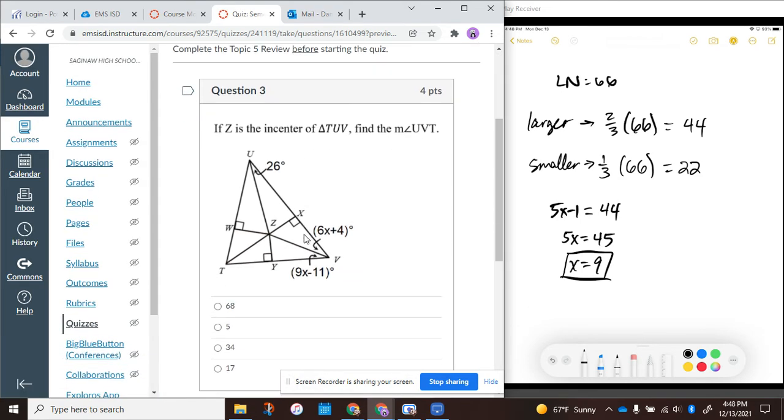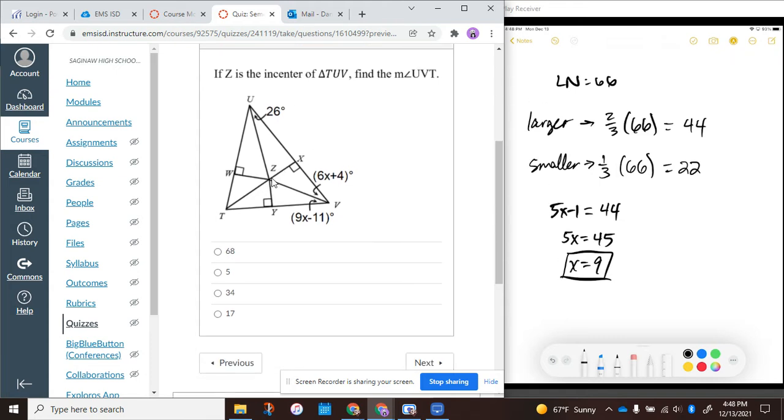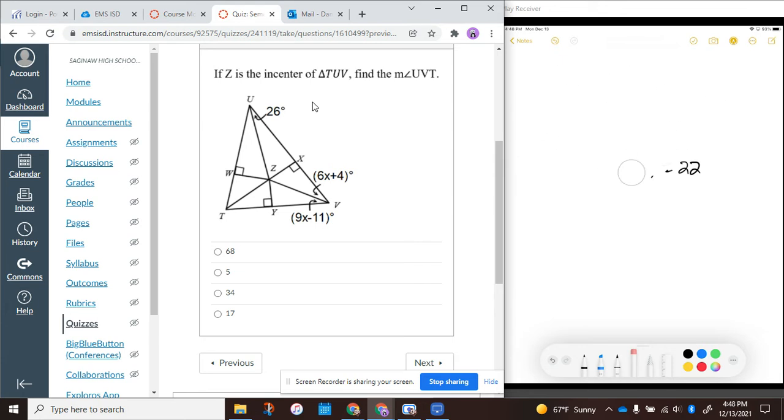Our next question, number 3, tells us that z is the incenter. That point, this center point right here, is the incenter. Now, the incenter is made by angle bisectors. If you look at those notes and at that cheat sheet that we used back on the Topic 5 test, the incenter is made by angle bisectors.